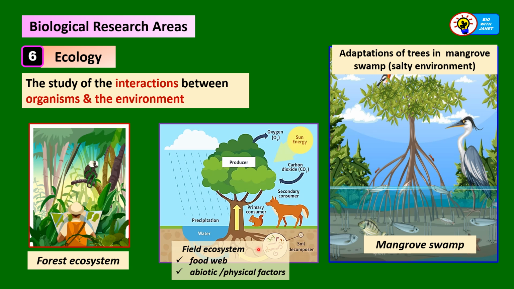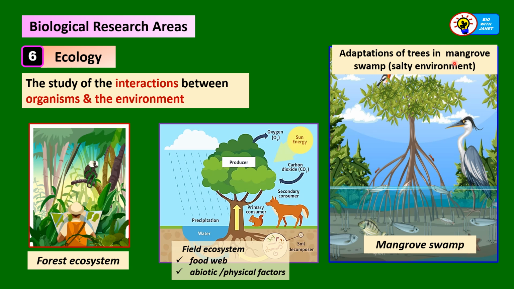And here we see the field ecosystem. So in ecology, the food web in the field is studied. That means what are the producers, the primary consumers and secondary consumers that eat the primary consumers, and so forth. So the feeding relationships are studied, and then also what are the physical factors or abiotic factors that affect the distribution of the organisms and the life of the organisms, such as temperature, sunlight, rain or moisture, and so forth. Then in this syllabus, we are going to study about the ecology of the mangrove swamp.